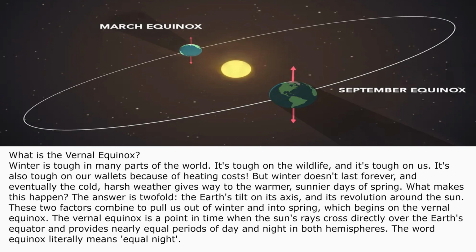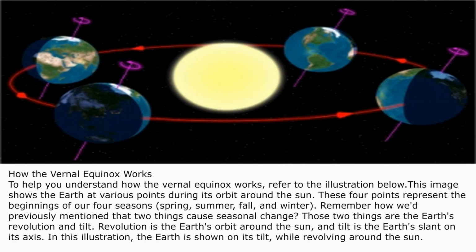These two factors combine to pull us out of winter and into spring, which begins on the vernal equinox. The vernal equinox is a point in time when the sun's rays cross directly over the earth's equator and provide nearly equal periods of day and night in both hemispheres. The word equinox literally means equal night. How does the vernal equinox work?